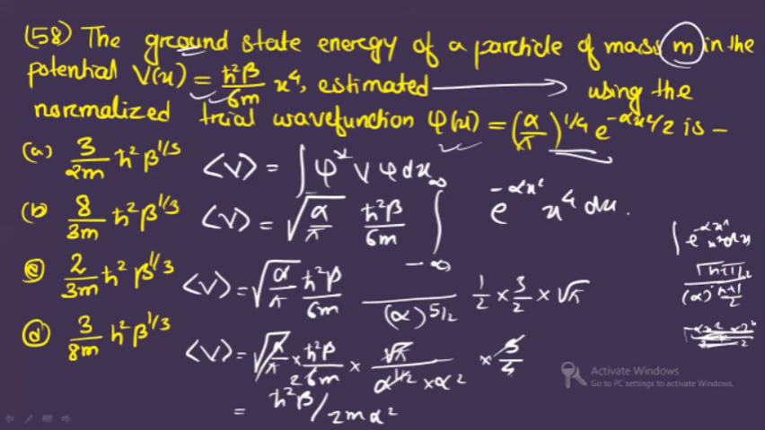And 2 into 4 will become 8. All right, it is 8mα². So I'm writing here the average of V is equal to ħ²β by 8mα². Similarly, we will find the value of what?